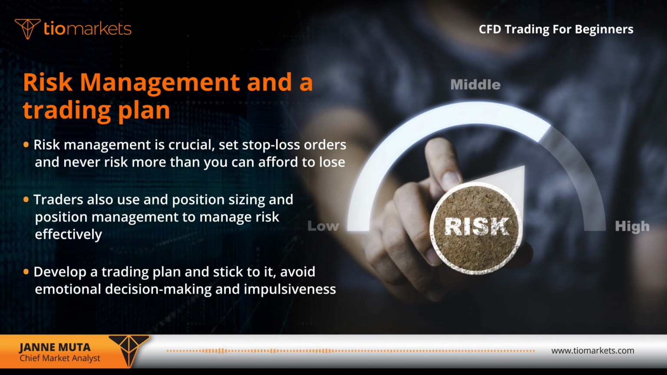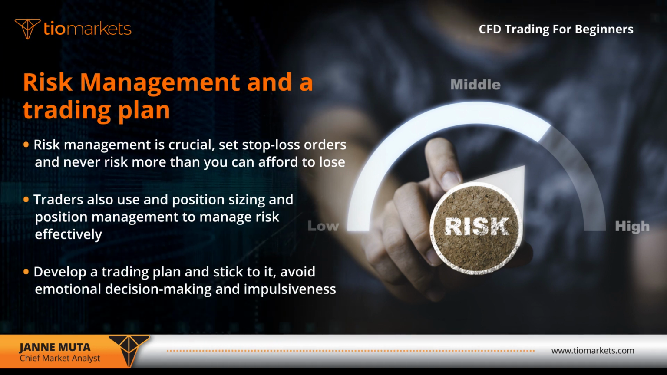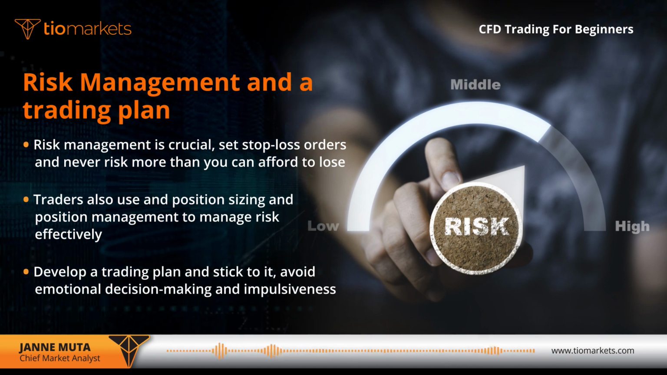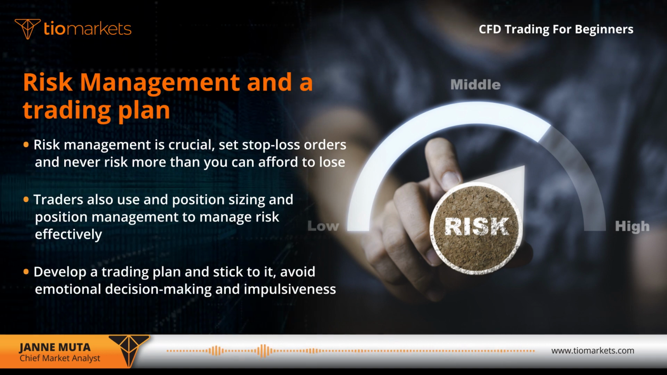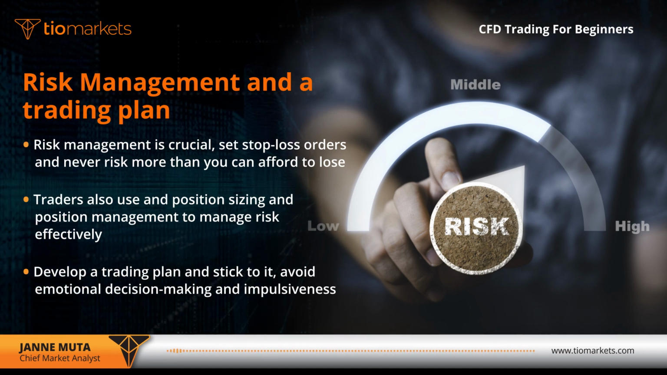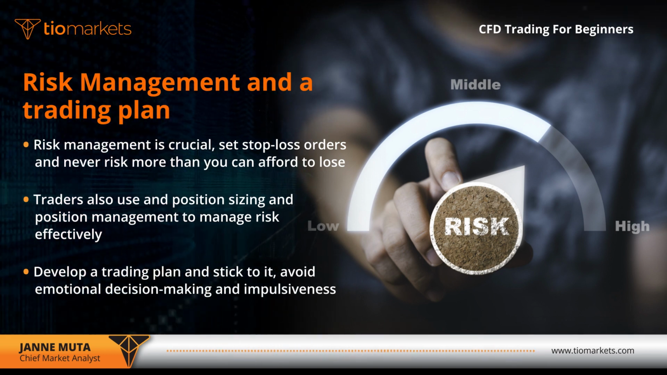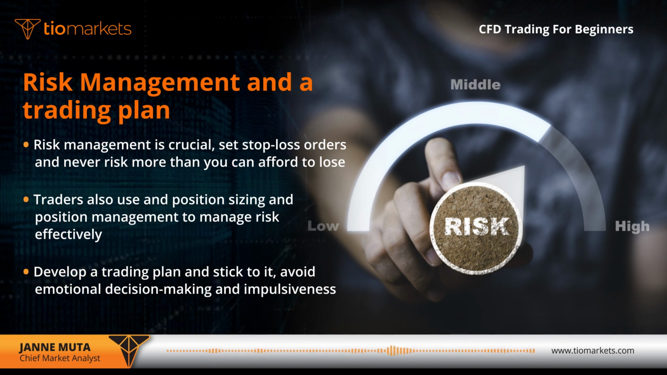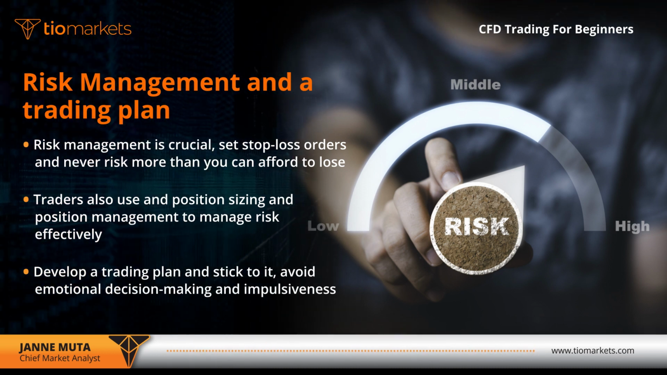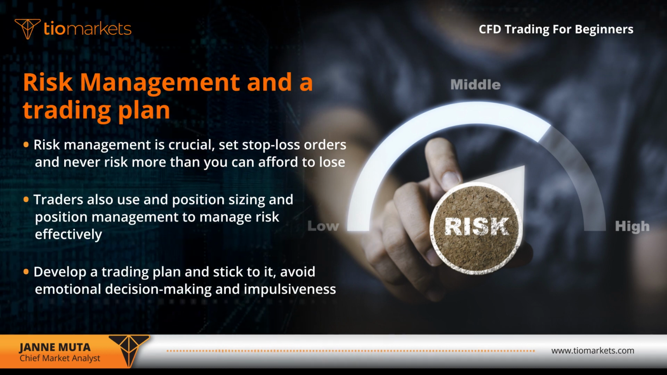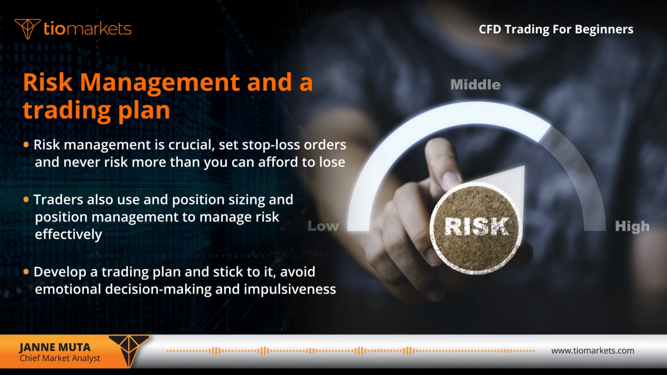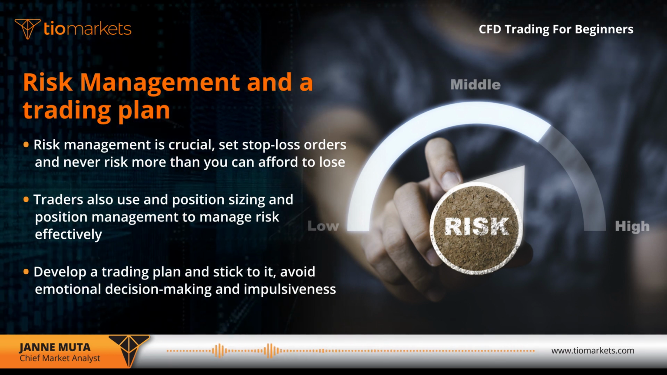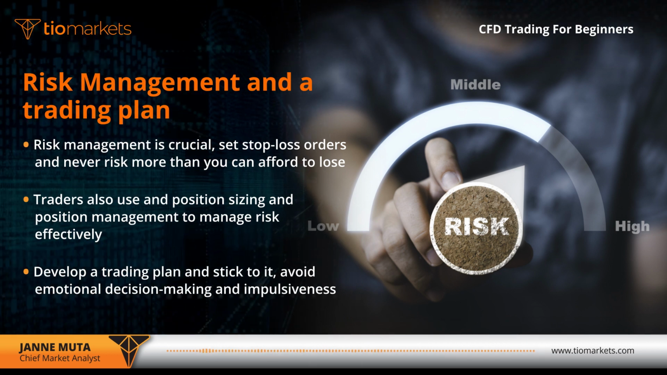Another key way of managing risk is to determine the appropriate position size for your trades. This basically means you calculate the amount of capital you're willing to risk on each trade based on your account balance and your risk tolerance. By setting your position size correctly, you can minimize the impact of potential losses on your overall account balance. So if you're a new trader, you might want to risk only 0.5% of your account balance per trade. If you're a more experienced trader, you might want to cap your maximum risk to 2%.